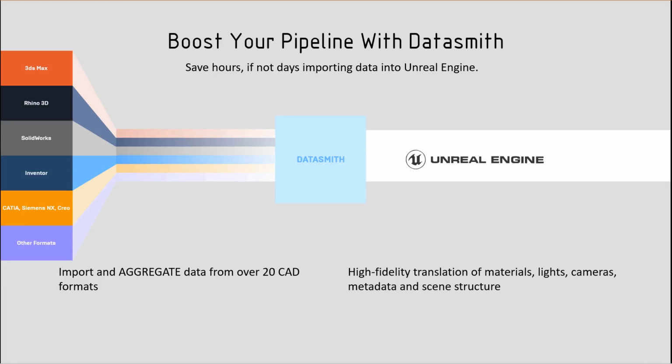So we'll take a look at some of the other file formats in just a little bit, but what it really gives you is this high fidelity translation, not only of the geometry, because we had a lot of that before, but it also includes now the materials, the lights, cameras, metadata, scene structure, all of that stays the same, so you'll feel very comfortable in the Unreal Engine with your assets.